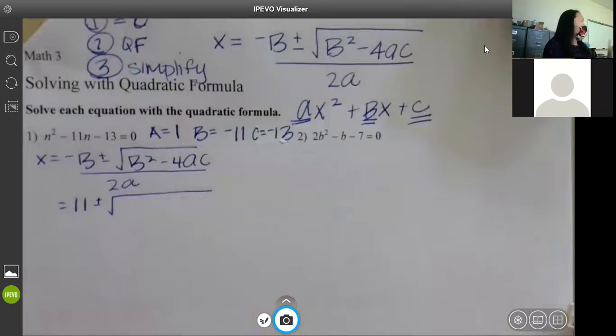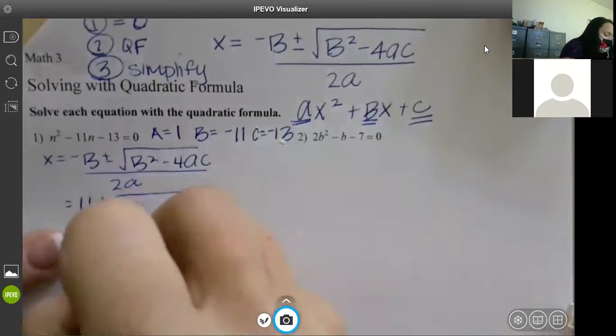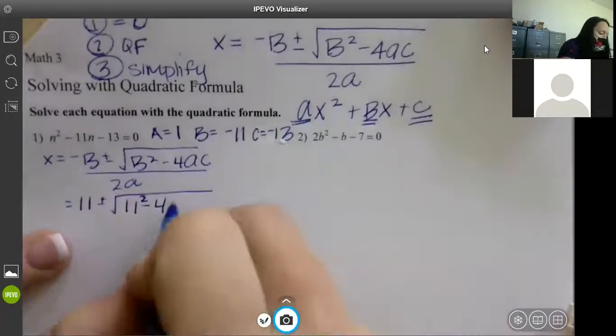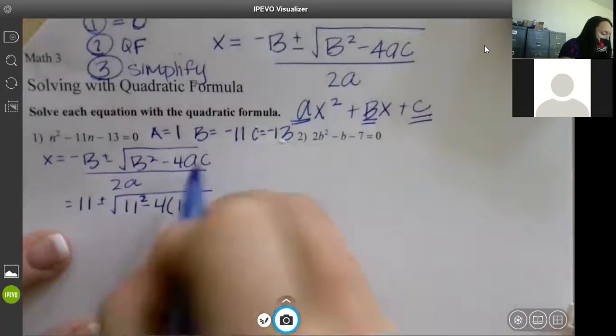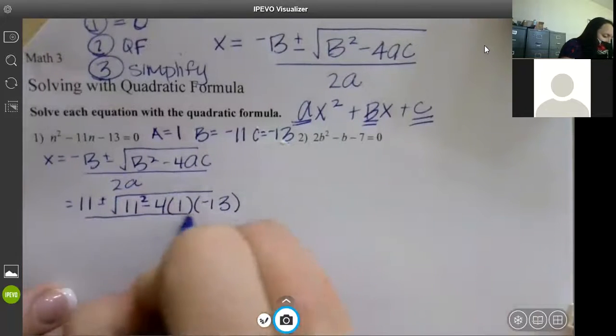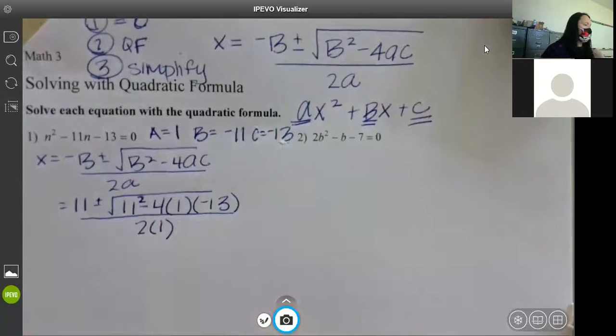And I'll show you in a minute what I'm talking about. If you put a negative in here, you got to make sure you use parentheses and you got to make sure the square is to the outside. It's just too much to remember. So I just do a positive. So 11 squared minus 4 times a is 1, c is negative 13, all over 2 times a is 1.